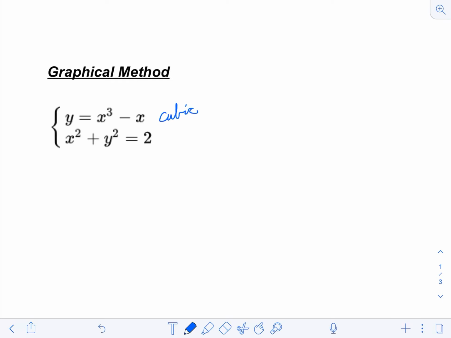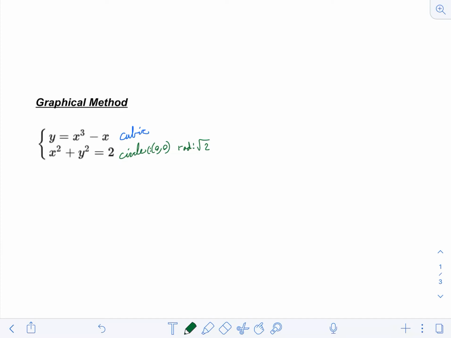And if it's a cubic, it's got 3 roots. We'll talk about that in a minute, though. In addition to that, we've got the bottom one. That bottom one is a circle again. Now this circle has a center at 0, 0, and it has a radius of square root of 2. So cubic function versus a circle with a radius of square root of 2.